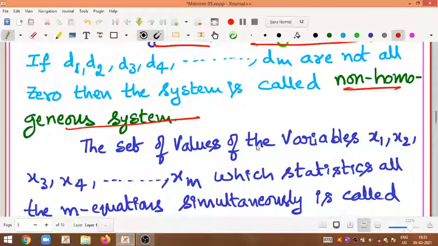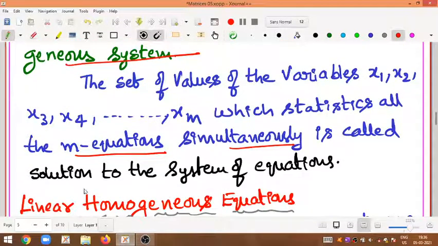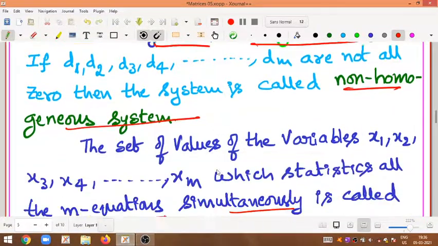Again, the set of values of the variables x1, x2, x3, and so on up to xm, which satisfies all m equations simultaneously, is called a solution to the system of equations. So x1, x2, and so on up to xm are called solutions to the system of equations. This is about homogeneous and non-homogeneous system definitions.